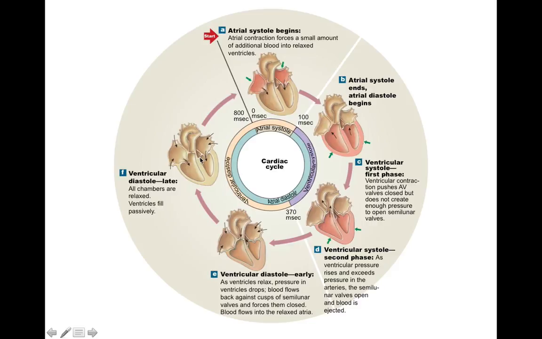Now these semilunar valves will stay closed until we get back to mid to late ventricular systole because there's still residual pressure in the aorta and pulmonary trunk that exceeds ventricular pressure, which means that these valves will continue to prevent backflow of blood from the aorta and pulmonary trunk back into the ventricles until all the way towards mid to late ventricular systole. So those semilunar valves are closed for a good period of time here. And that actually takes us one full circle of a cardiac cycle.